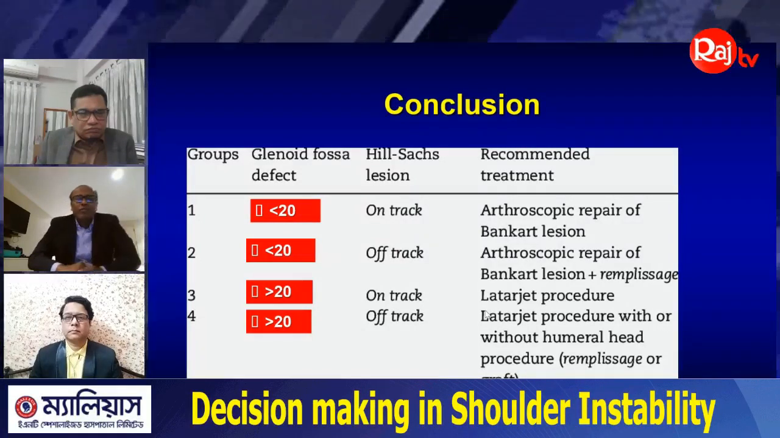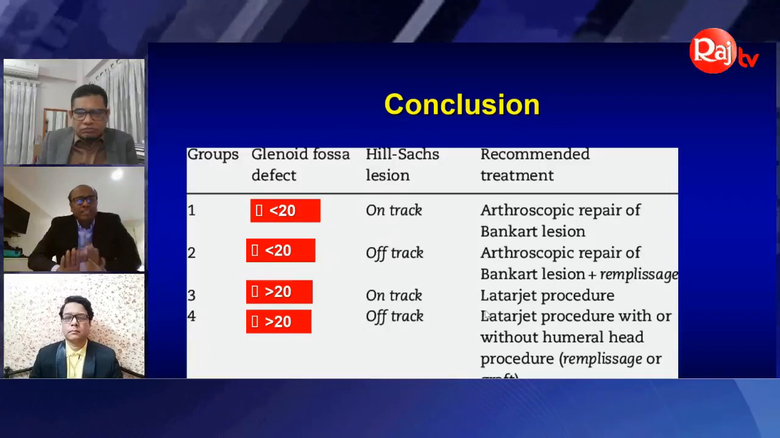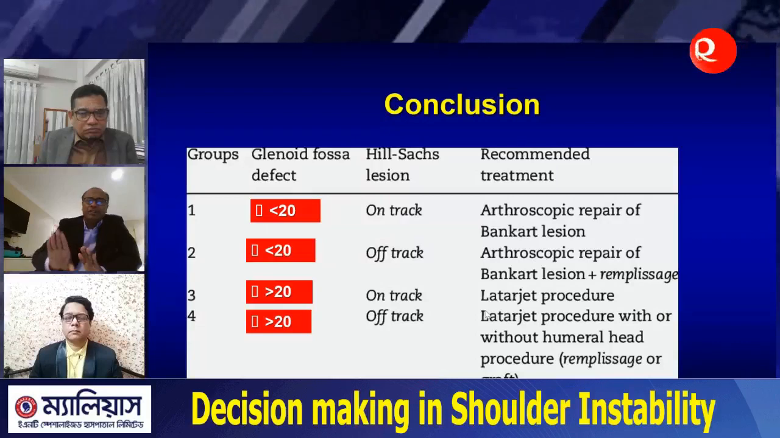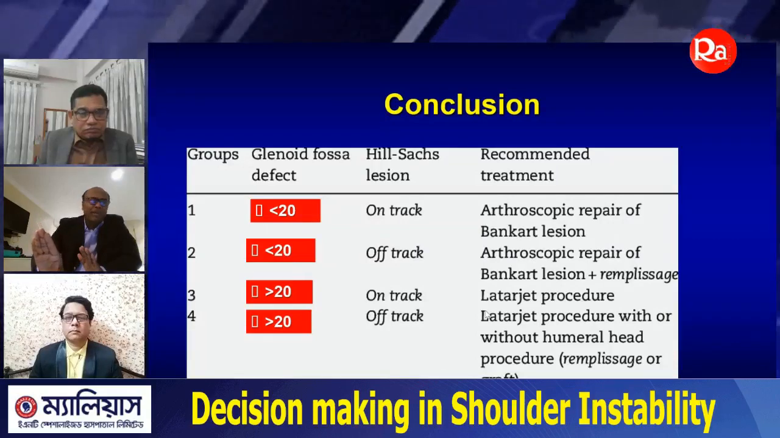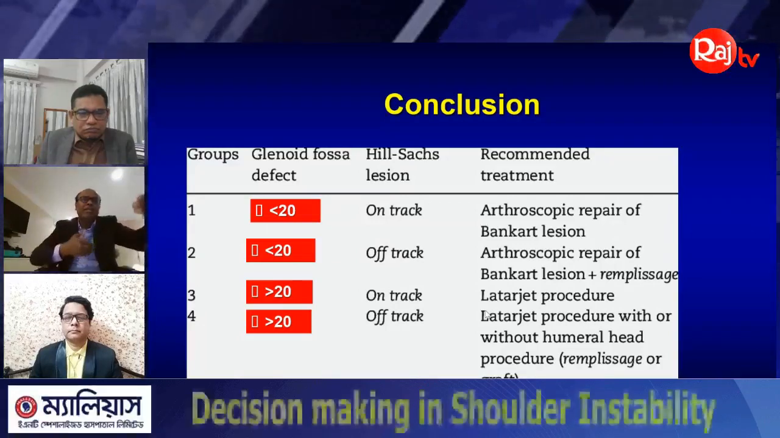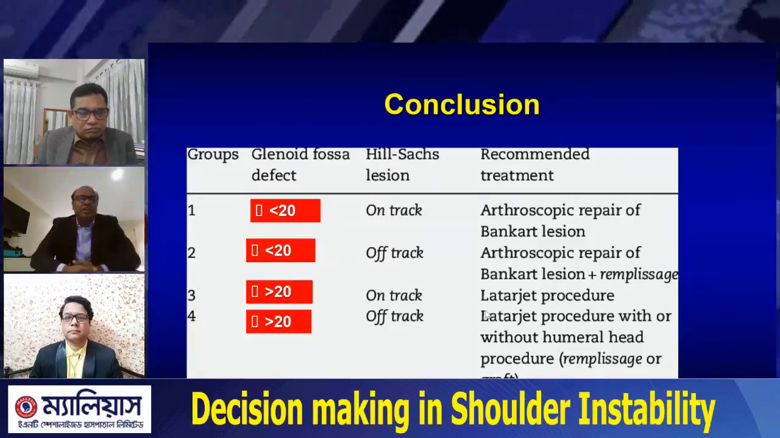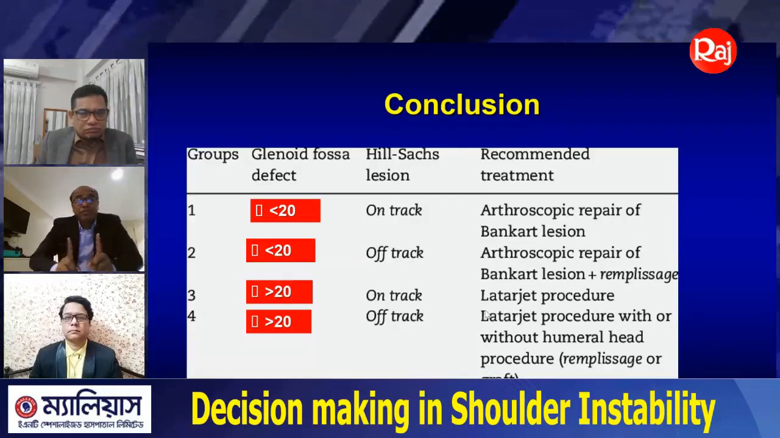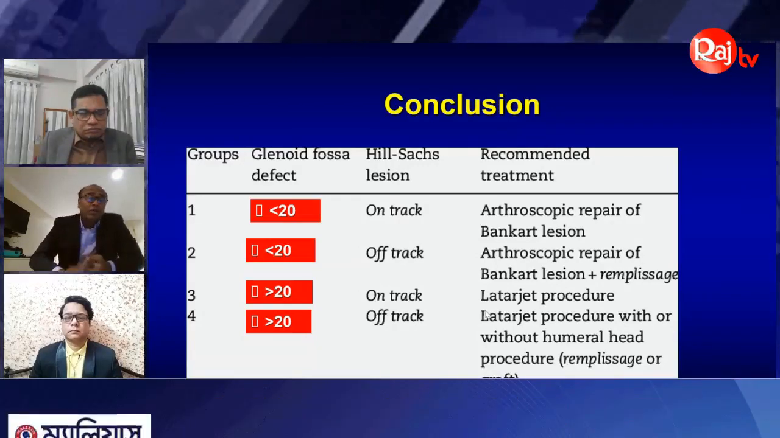You have a glenoid fossa defect where your defect is less than 20%, but the Hill-Sachs lesion is off track. You have a big Hill-Sachs. So arthroscopic repair of the Bankart, both soft tissue with a remplissage. So you are putting a bump anteriorly and a check rein posteriorly. Group 2 patient. Group 3 patient: you have a glenoid fossa defect of more than 20%, but an on-track lesion.